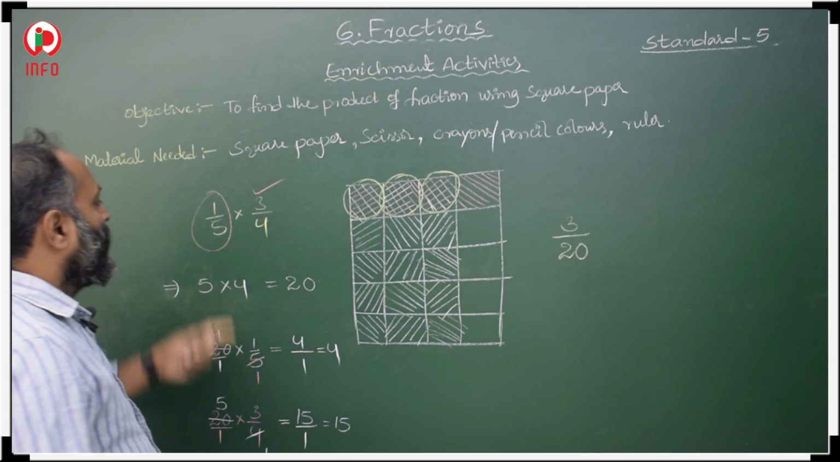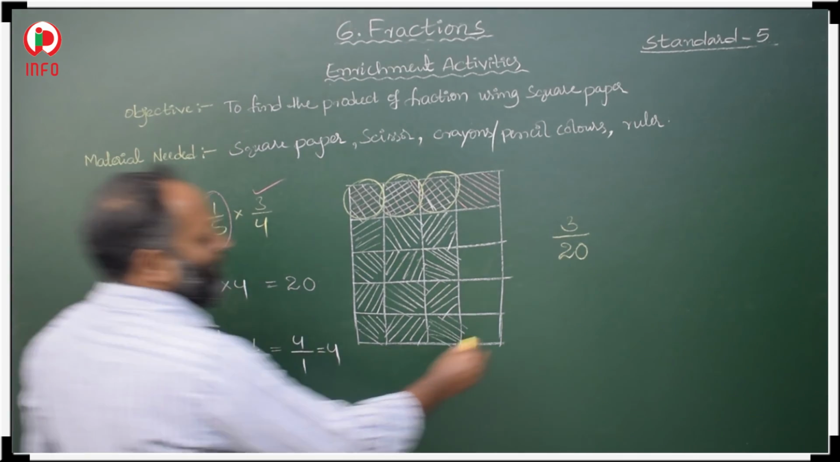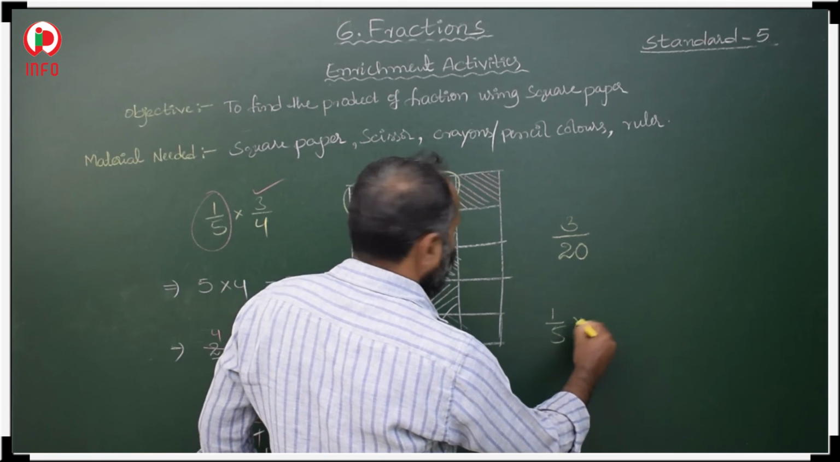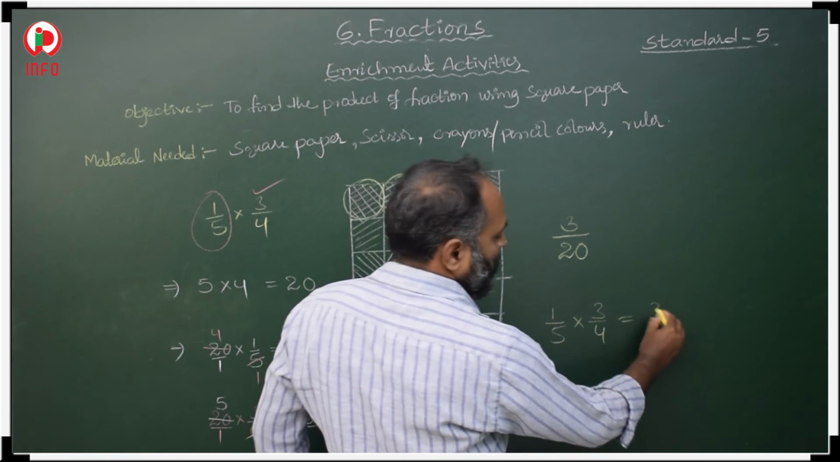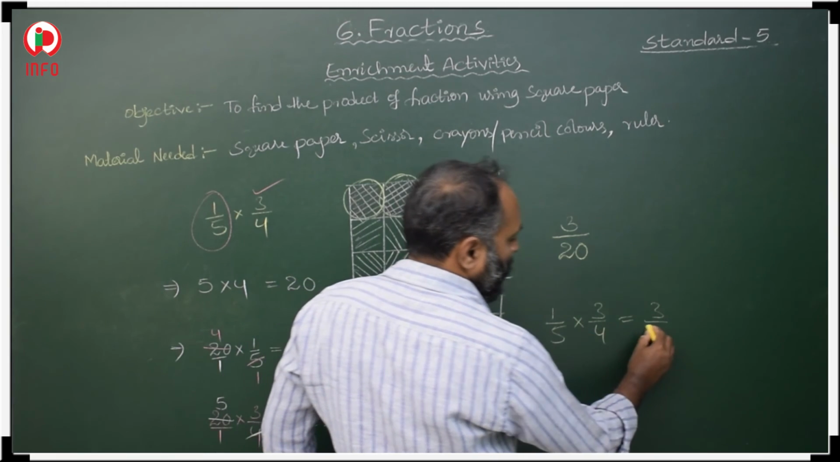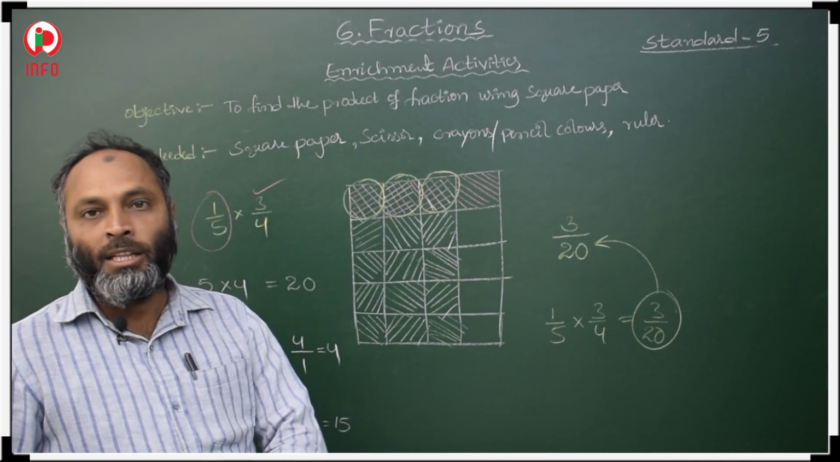So once you find the product, what is the answer? 1 by 5 and 3 by 4. Then find 1 by 5 into 3 by 4. Once you check, 1 threes are 3, 5 fours are 20, 3 by 20. The same answer you will get. You will get the same answer.